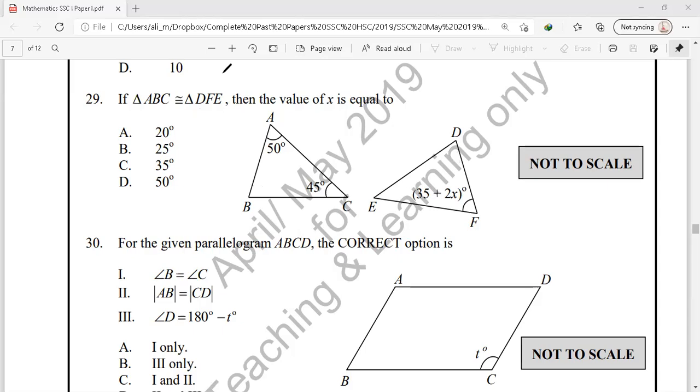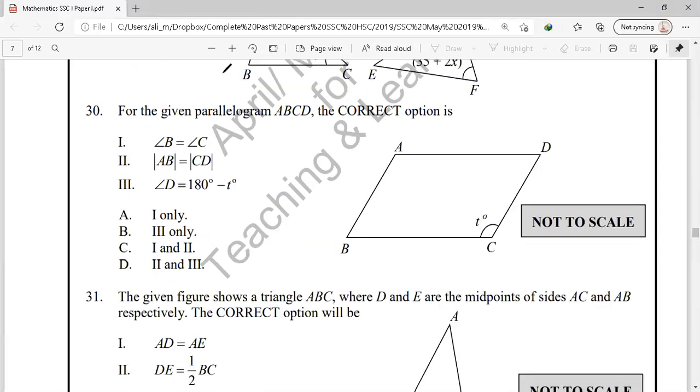So let's see question number 30. In question number 30, we have a given parallelogram ABCD, and we have to identify the correct option among those three. Angle B is equal to angle C, that is the incorrect answer. These two angles are adjacent angles of a parallelogram, which are supplementary. So the sum of B plus C should be equal to 180. So B is not equal to C.